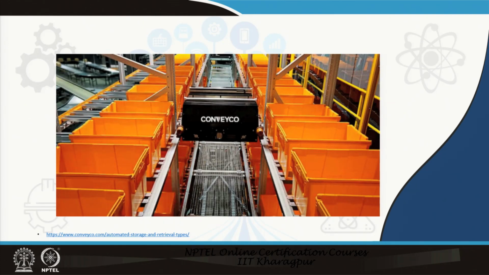Okay. This is a picture that I borrowed from conveco.com. The reference is given below. Conveco.com, as the name signifies, it is some sort of a conveyor belt thing. Now, see the orange boxes on both the sides, and there is a conveyor belt type of thing in the middle. Okay. What does it signify?